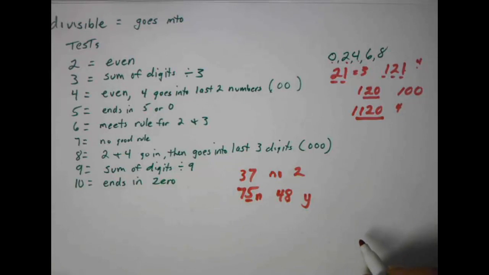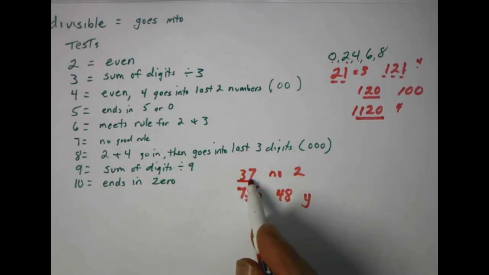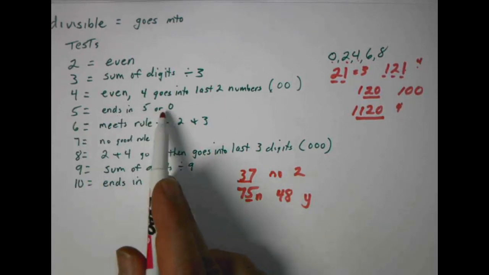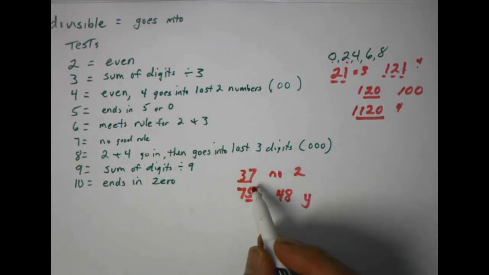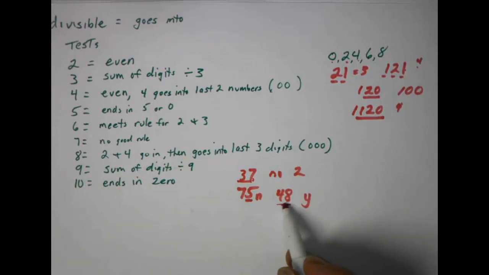Okay, then they're asking, does the number 5 go into these numbers? Now let's use these same ones as an example. Remember to check to see if 5 goes in, we check to see does it end in a 5 or a 0. 37 does not end in a 5 or a 0, so that would be no for 5. 75 does end in a 5 or a 0, so that would be a yes for 5. And then 48 does not end in a 5 or a 0, so that would be a no for 5.